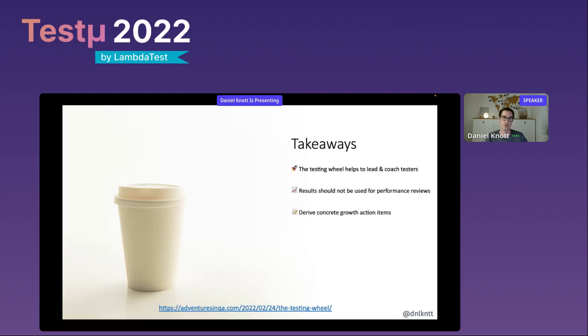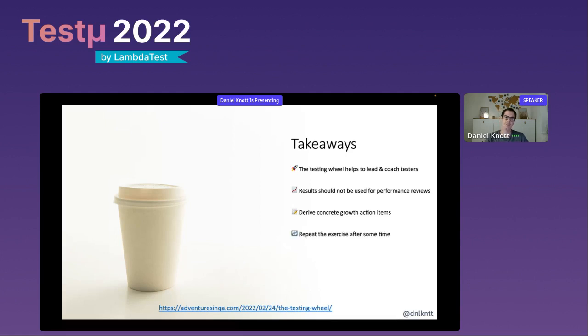I always like to derive concrete growth action items to give people more guidance, saying, okay, maybe this is a long-term goal, or this might be a quarterly goal for you to get better in automation, to get better in agile, in testing essentials, whatever fits the company, the category.